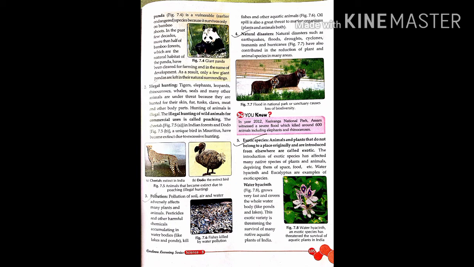There are so many animals which were used for their skin, like tiger, elephant, leopard, rhinoceros, whales, seals and many other animals, which were hunted illegally for different uses. So in India, the forest and the dodo, a unique bird in Mauritius, have become extinct due to excessive hunting. These types of animals are nowadays being extinct due to excessive hunting.